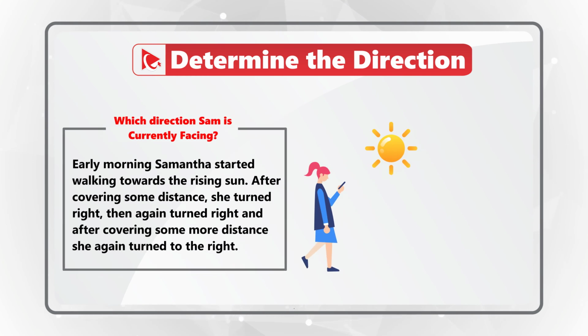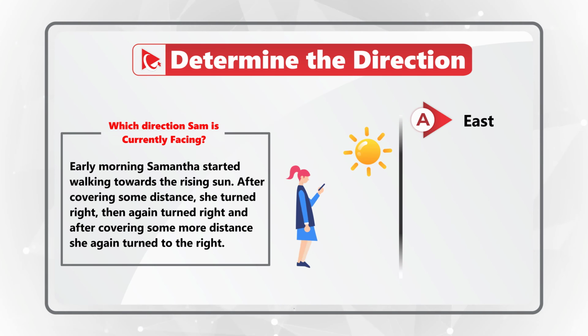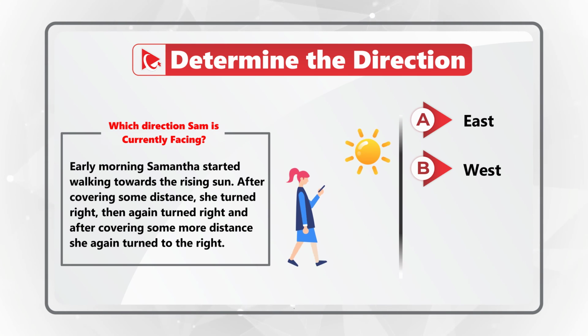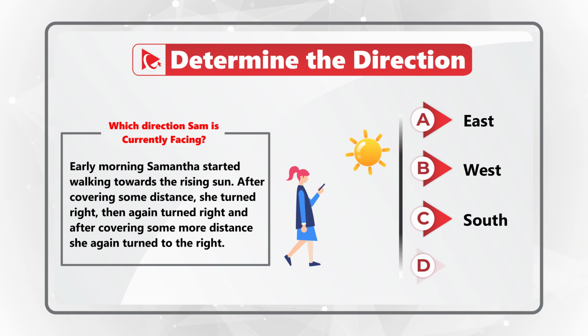You have 4 different choices. A, east, choice B, west, choice C, south, choice D, north.